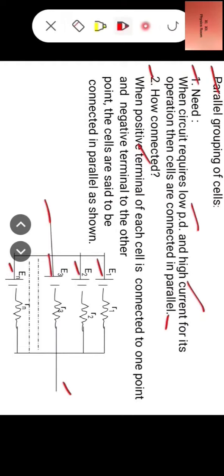You see the positive terminals of E1, E2, E3, En are connected to one point and the negative terminals of E1, E2, E3, En are connected to the other point. It means the cells with EMF E1, E2, E3, En are connected in parallel.